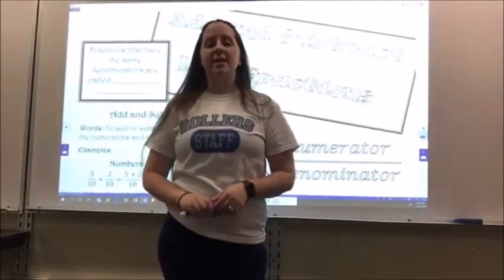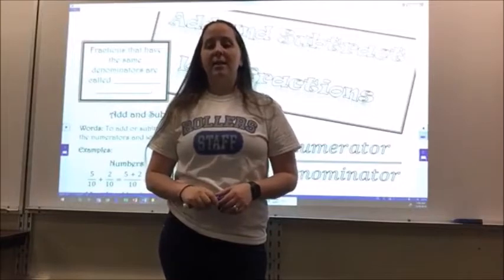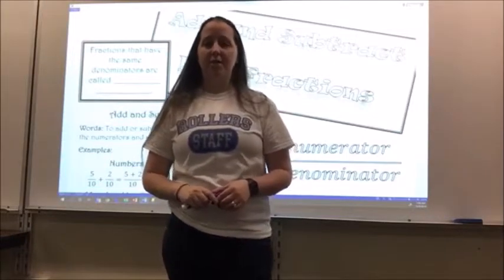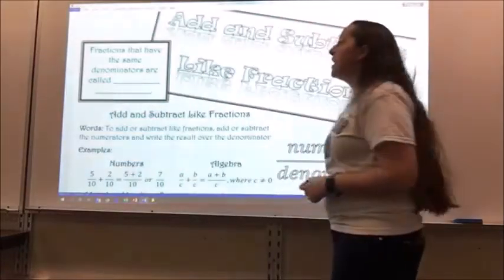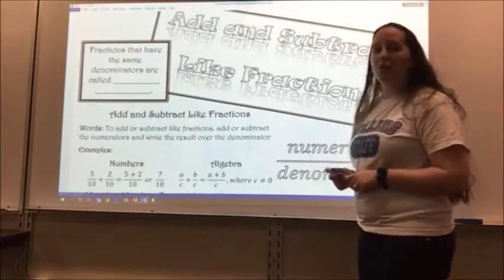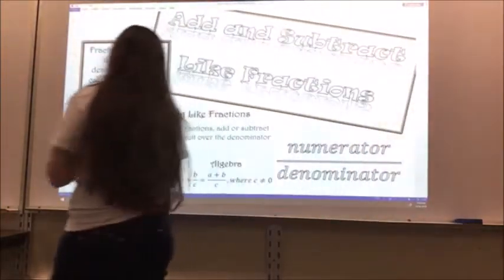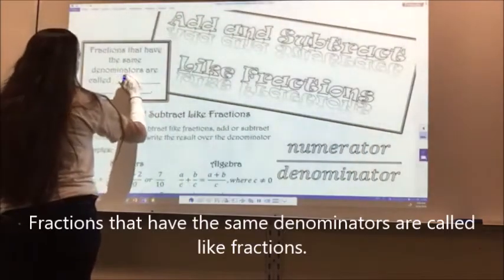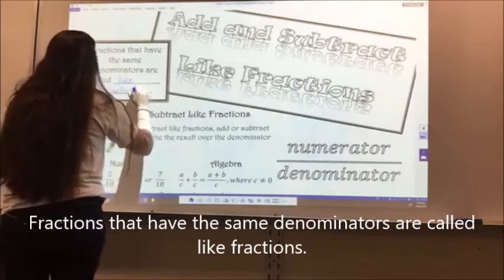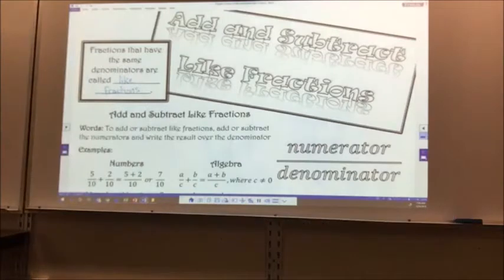All right, this is chapter 4, lesson 3, adding and subtracting like fractions. Fractions that have the same denominators are called blank blank. In those blanks, you're going to write like fractions. So fractions that have the same denominators are called like fractions.